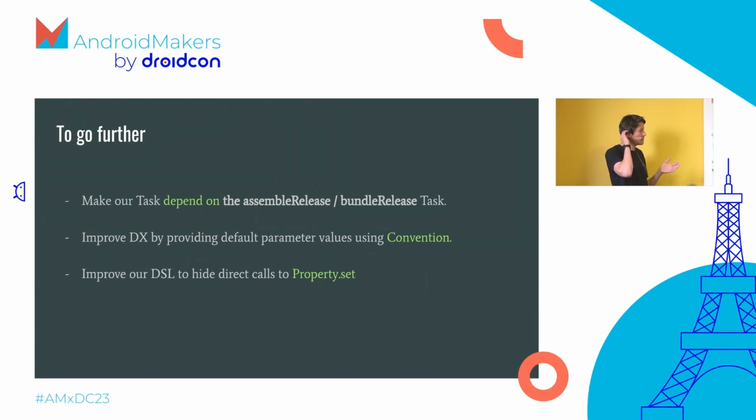The third improvement is to hide from our client the fact that we use a property and that we have to call the set method of the property. It's not obvious that we have to call this method, so maybe we can replace that in our custom DSL by calling maybe a function. So we could change that.